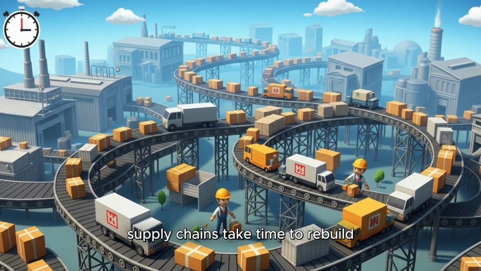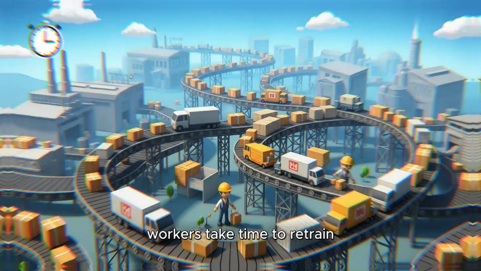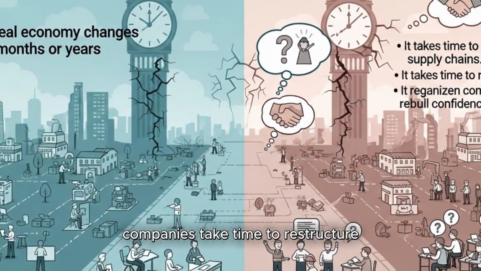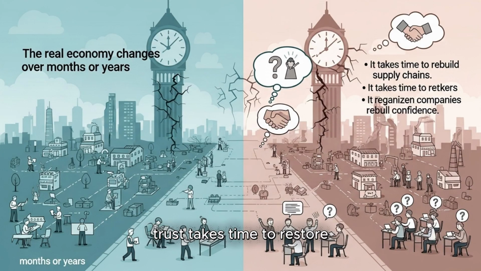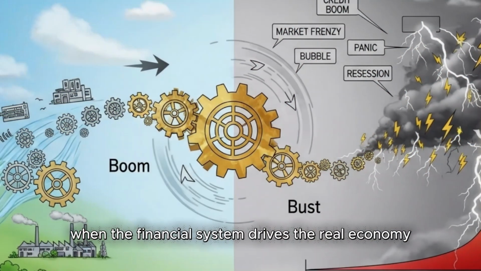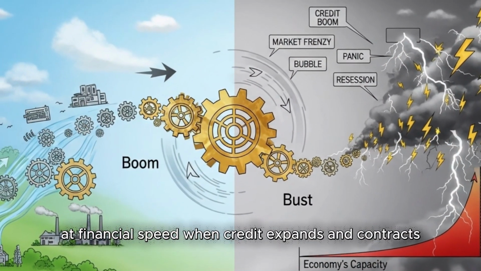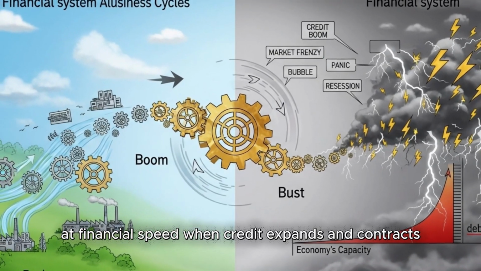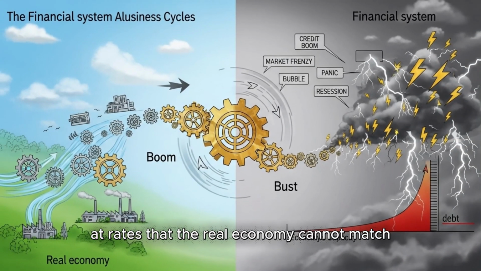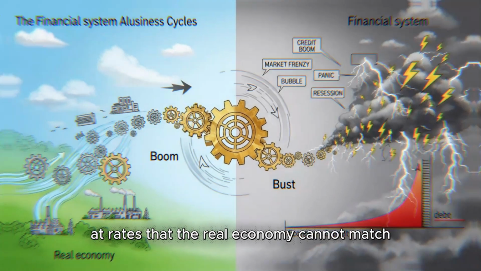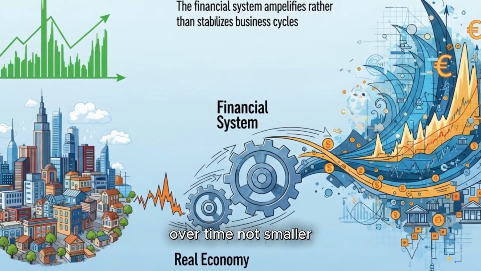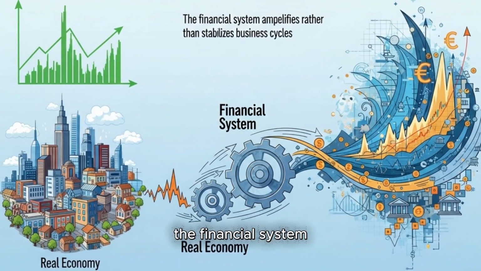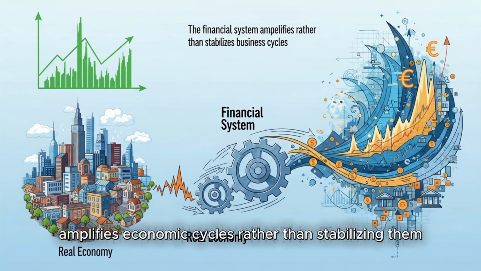Supply chains take time to rebuild. Workers take time to retrain. Companies take time to restructure. Trust takes time to restore. When the financial system drives the real economy at financial speed, when credit expands and contracts at rates that the real economy cannot match, the oscillations between boom and bust get larger over time, not smaller. The financial system amplifies economic cycles rather than stabilizing them.